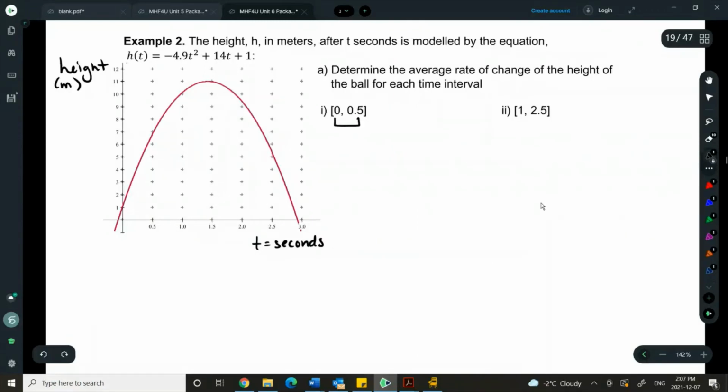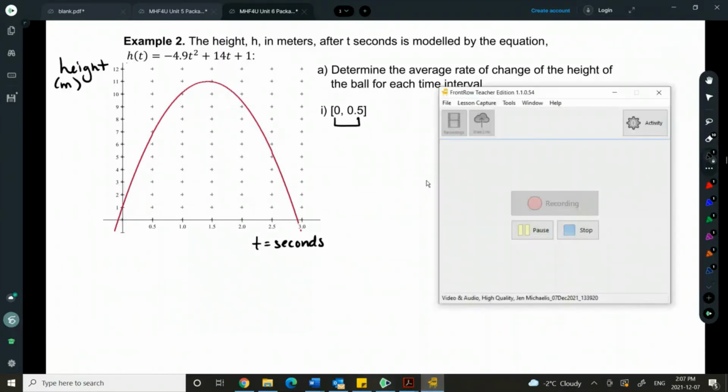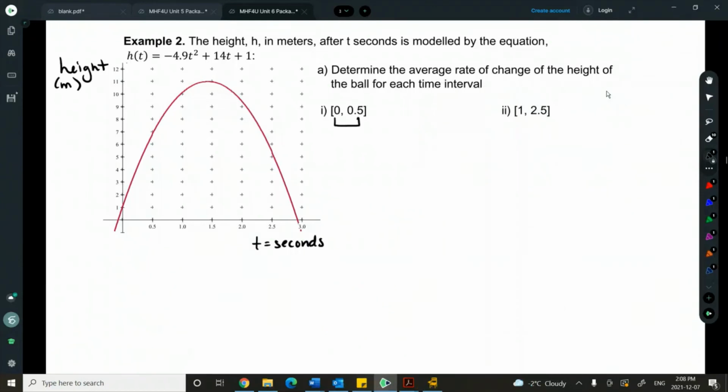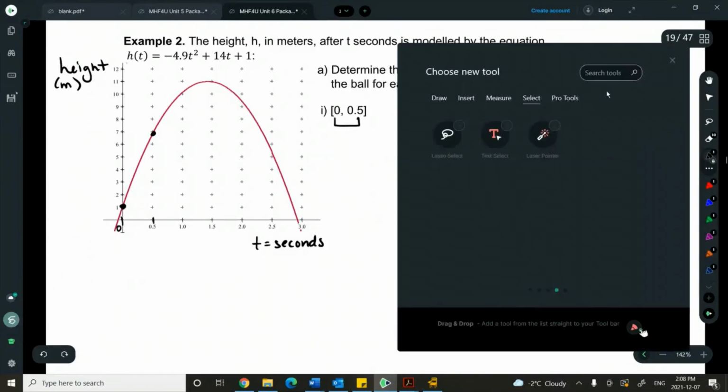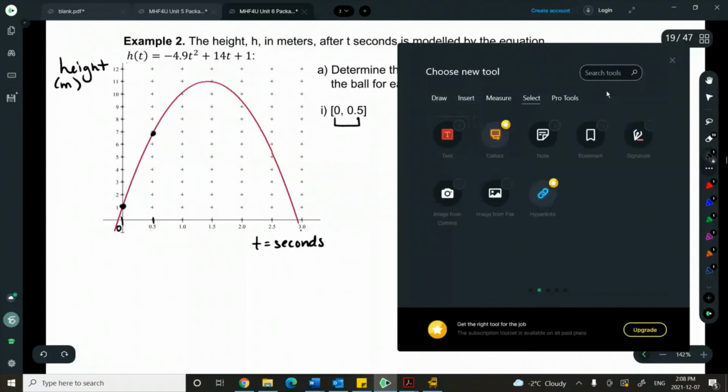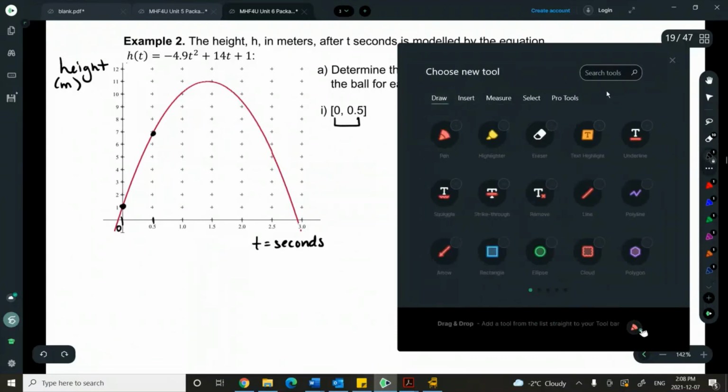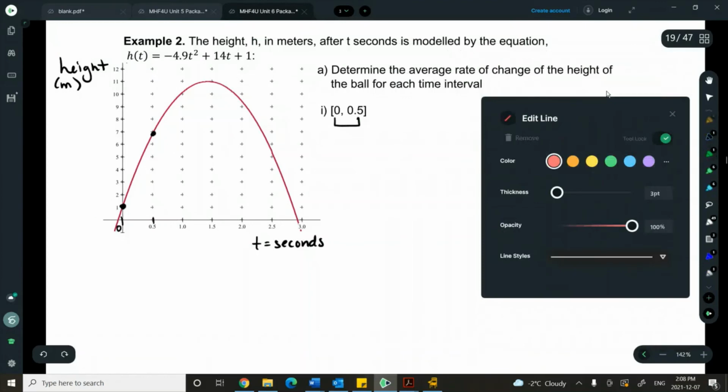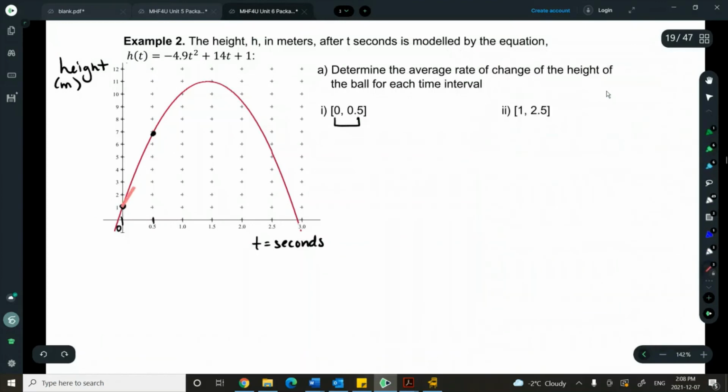from 0 seconds to 0.5 seconds. So for this interval right here. So let's look at a visual of what we're trying to find. So I'm trying to find the slope of the secant line from 0 to 0.5, which is approximately like right here. So if we were to take a line function here, and let's draw a line from here to here. I'm trying to find the slope of this line.